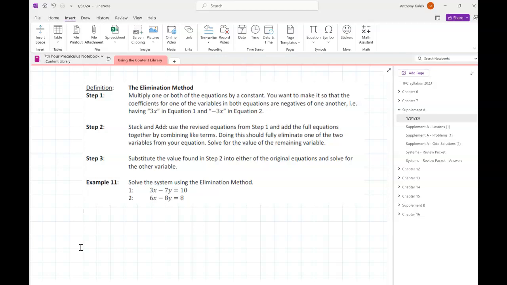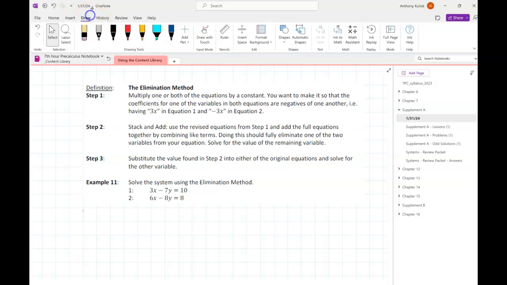So my first order of business when I look at an elimination problem is to figure out which variable I want to eliminate, x or y. So let's look at our two variables, x and y. Which one is Mr. Kulik going to choose to eliminate? Because I think one of them is slightly more convenient than the other.